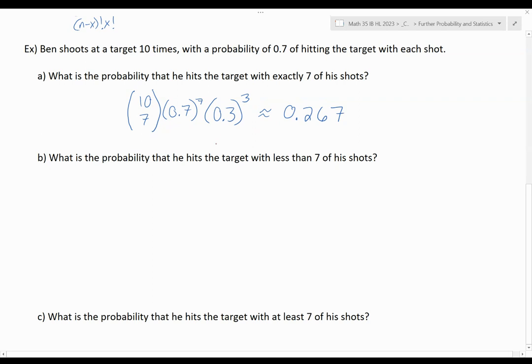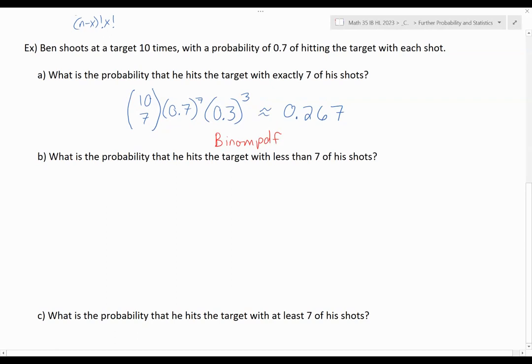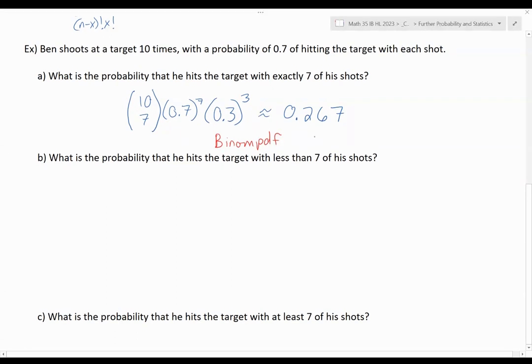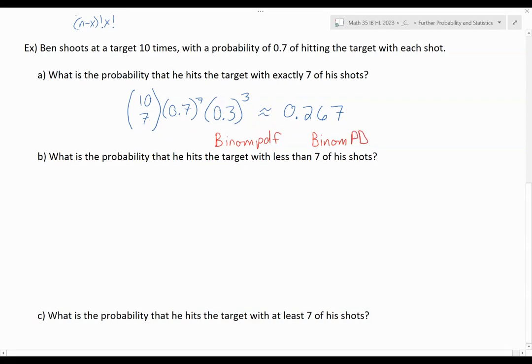On the TI graphing calculators, that looks like binom PDF. In the Casio graphing calculators, if you go into the stats menu, you get binom PD without the F. The F just stands for function, but binomial probability distribution. In the Casio, that's in, like I said, the statistics app. And on the TI, it's in the distribution menu. You can scroll down and find binomial PDF. Now, you then would input the number of trials and the probability and the X value that you're looking for.